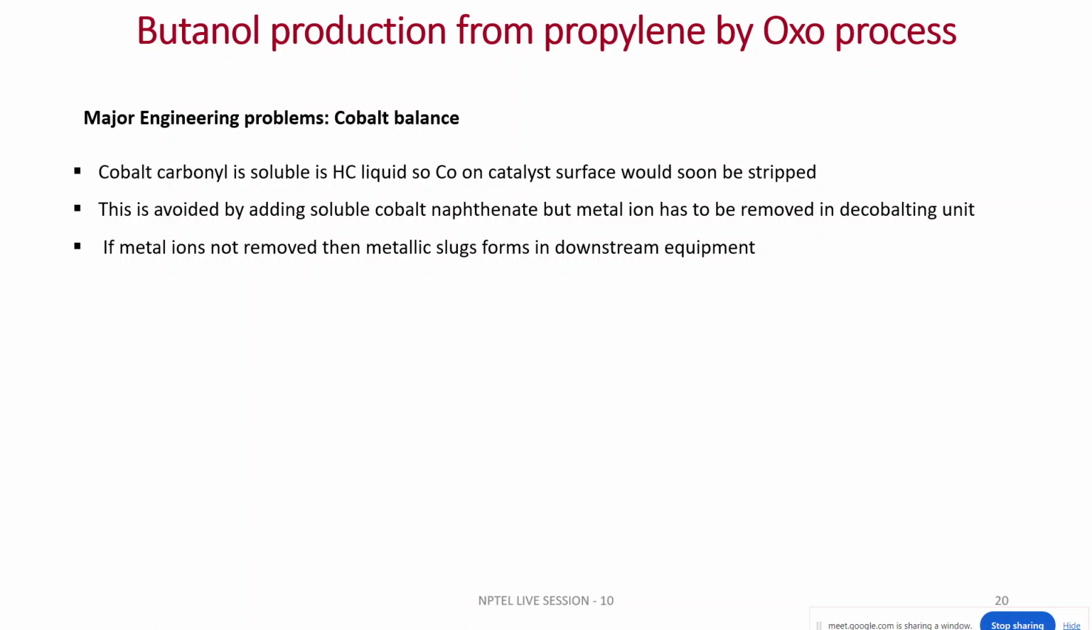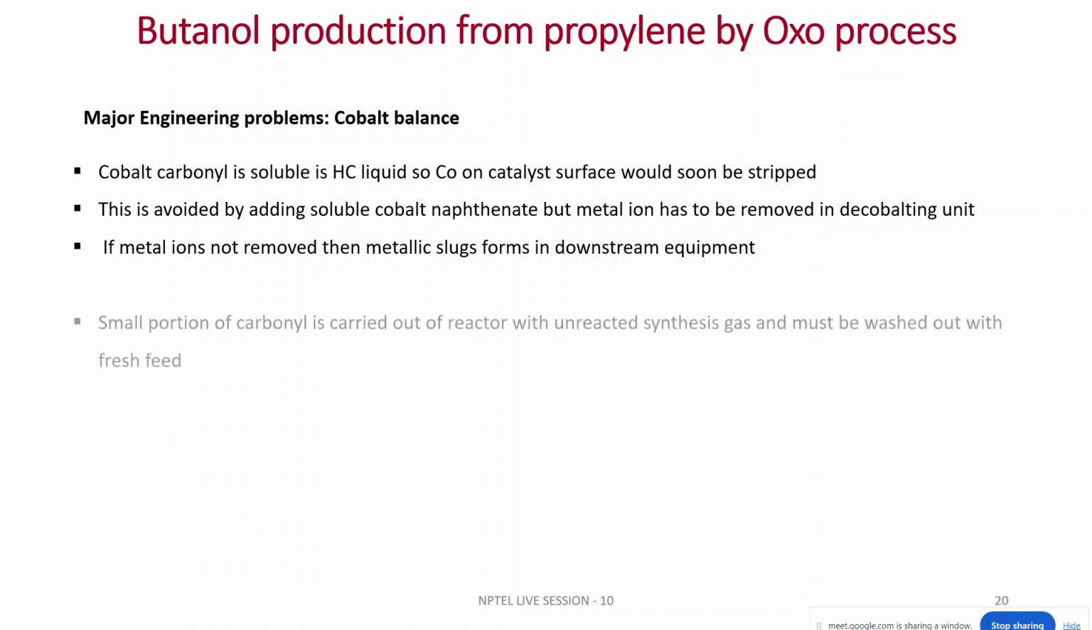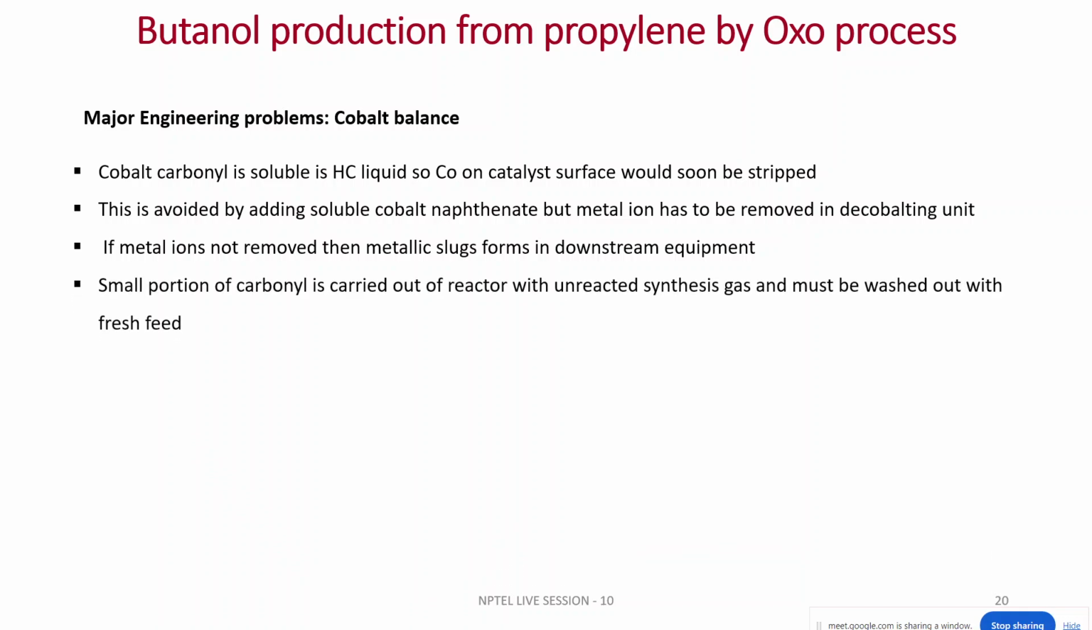If the metal ions are not removed, then metallic slug may form in the downstream equipment that may also affect the process over the long term. A small portion of the carbonyl is carried out of the reactor with unreacted synthesis gas. Those are recycled back and should be washed out before mixing with the fresh feed.